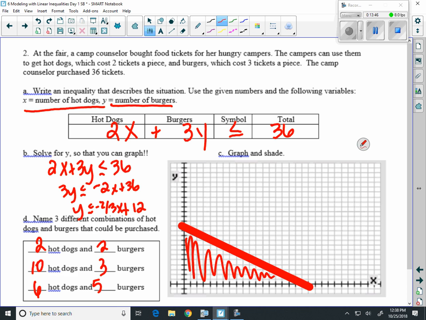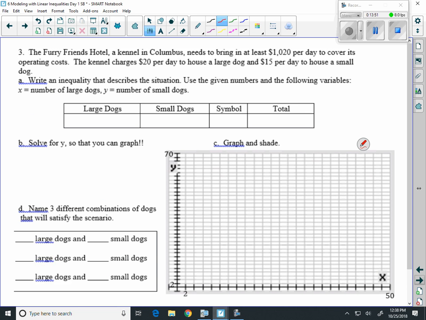All right, questions for me on number 2? Questions? All right, number 3. The Furry Friends Hotel, okay? A kennel in Columbus needs to bring in at least $1,020 per day. Okay, they have to bring that in. That's to cover their operating costs, so what it means to open the business. The kennel charges $20 per day to house a large dog, $15 for small. Okay, X is large, Y is small. So we'll put X and Y.